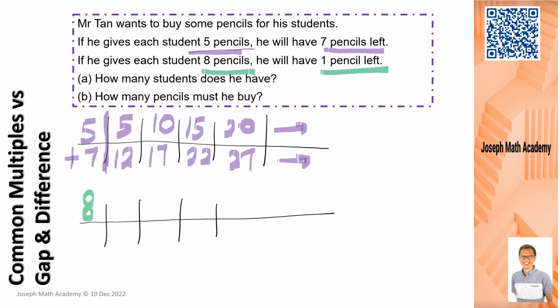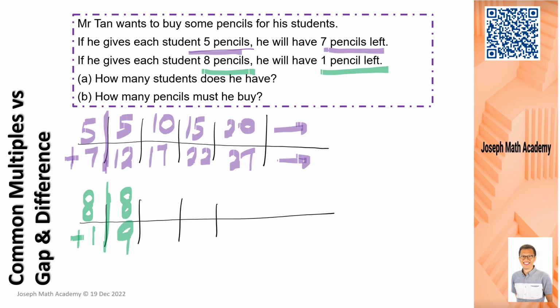Then he will have 1 pencil left. So extra 1 pencil. So if everyone has 8, let's say he has only 1 student. So that student received 8. And then Mr. Tan realizes that he has only 1 pencil with him. So in total, he must have bought 9.